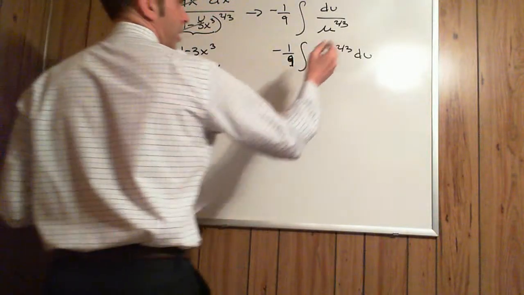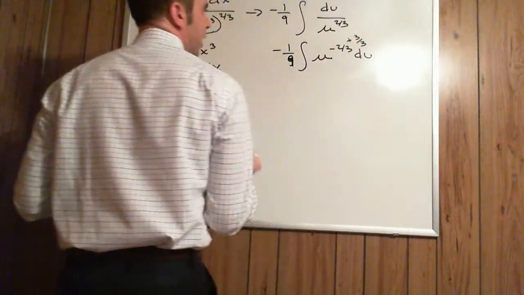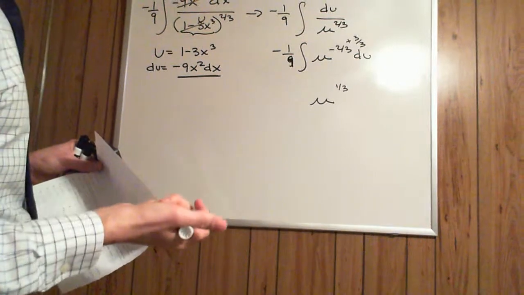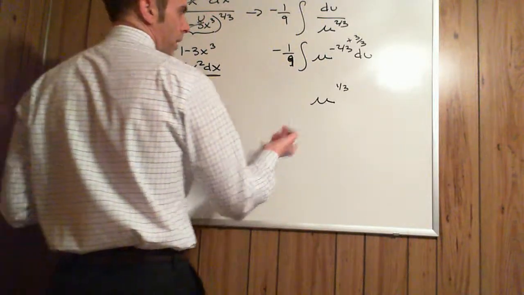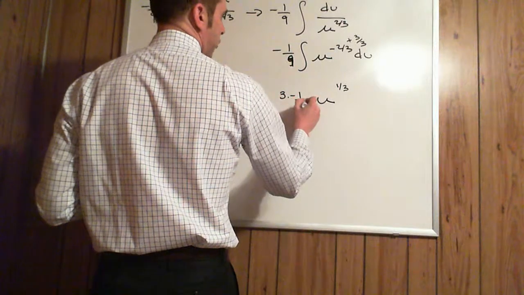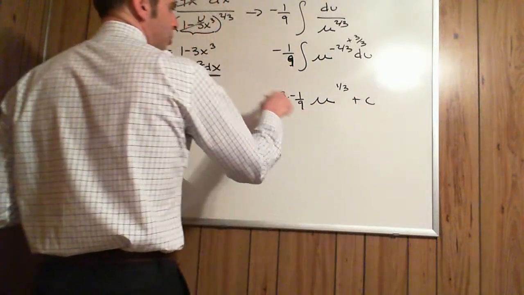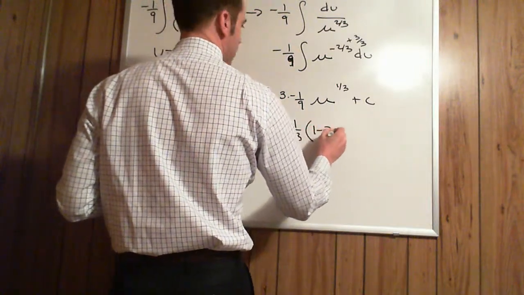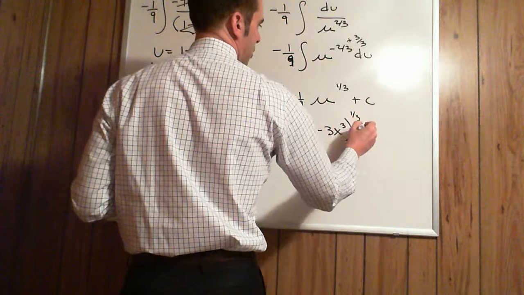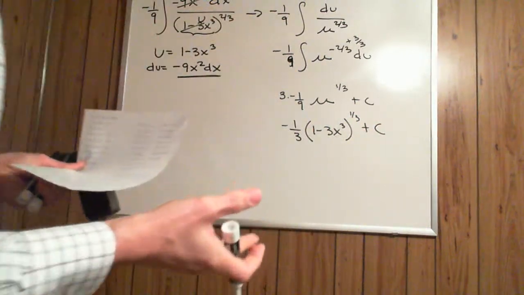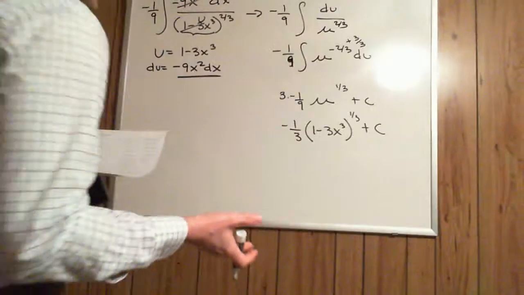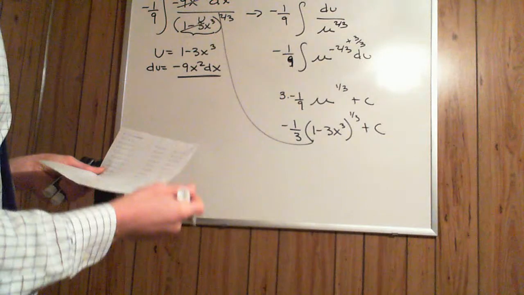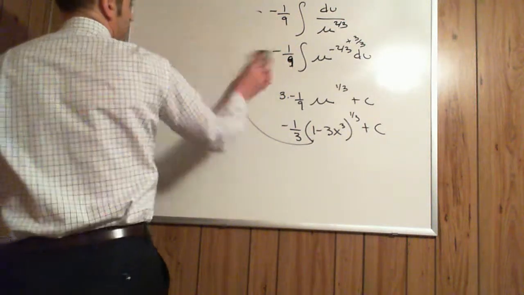Now I'll increase the power by 1, adding 3 over 3. And I'd get that to be u to the 1/3. To divide by a fraction means to multiply by its reciprocal, which would be then 3. So it would be 3 times negative 1/9 plus c. And you know this would reduce to negative 1/3. So it would be negative 1/3 (1 minus 3x cubed) to the 1/3 power plus c. And of course we can check any antiderivative by taking its derivative and see that we get the function back in the integrand.